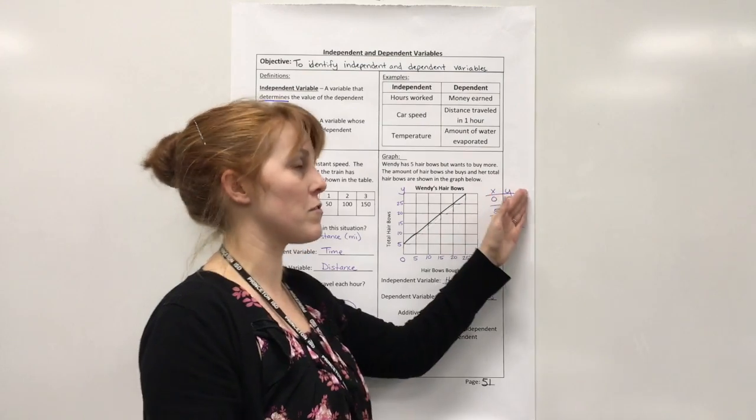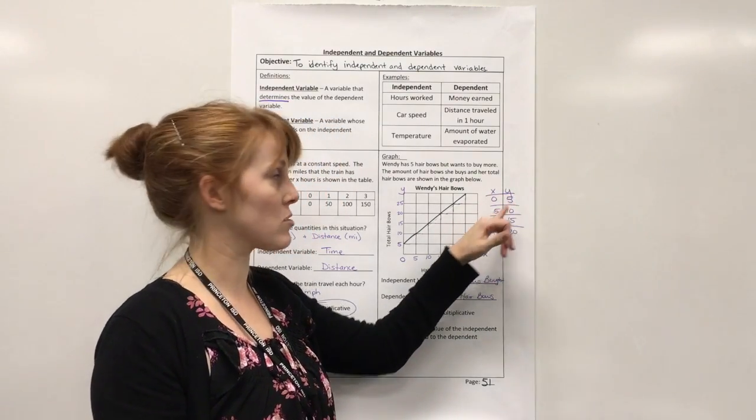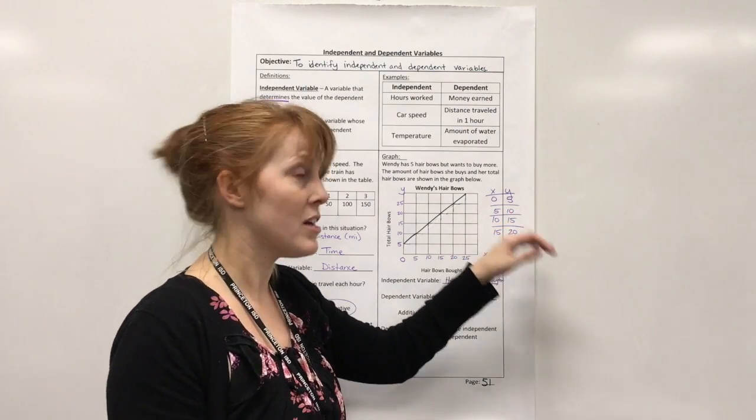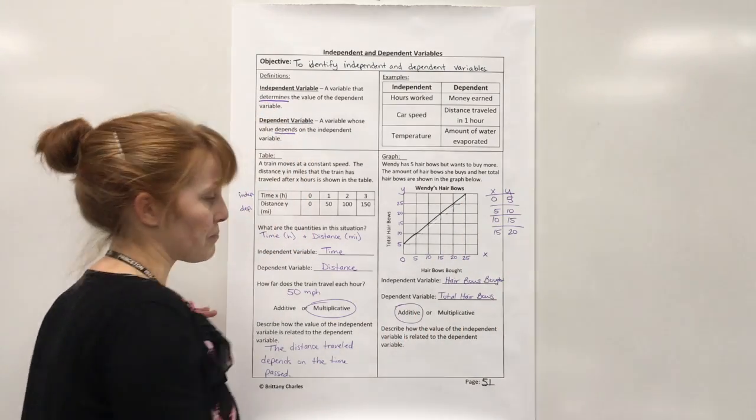How am I getting from 0 to 5? Am I multiplying by something or adding? Well, plus 5 would work, so let's see. 5 plus 5 is 10. 10 plus 5 is 15. 15 plus 5 is 20. So I'm adding 5 each time, so this is an additive relationship.